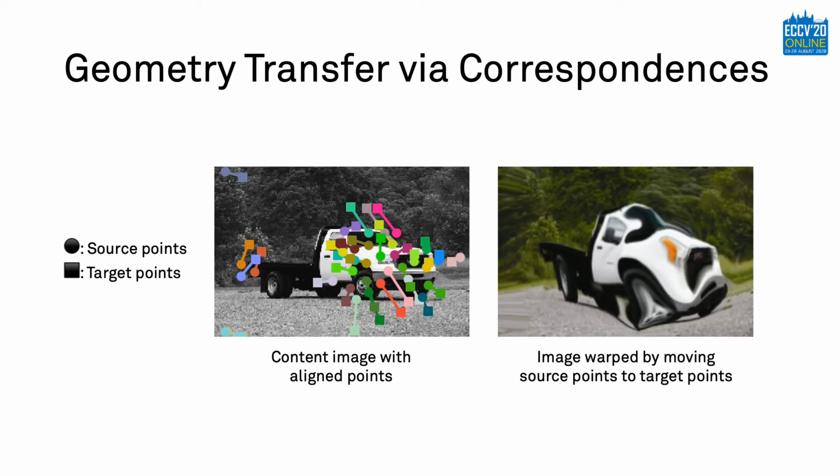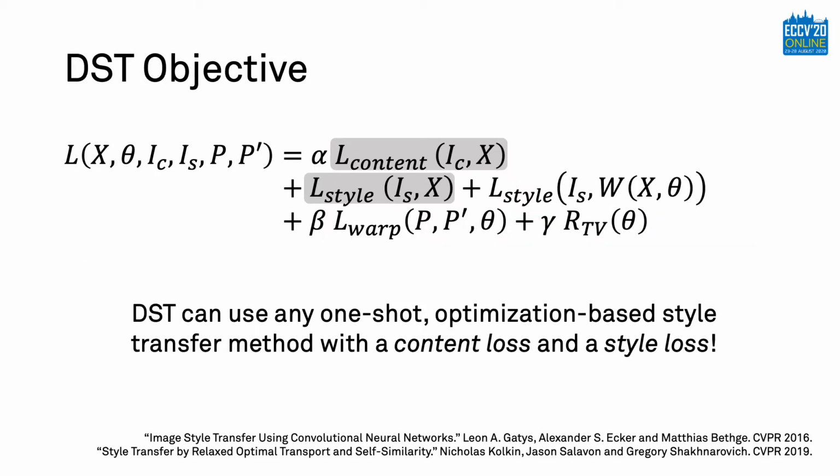Naively warping the image in this way, however, can create a drastic deformation with undesirable visual artifacts. So in deformable style transfer, we optimize the actual deformation parameters jointly with other stylization parameters. Our method can be used with any one-shot optimization-based style transfer method with a content loss and a style loss. In this work, we demonstrate DST with two such methods, Gatys et al. and Strauss.